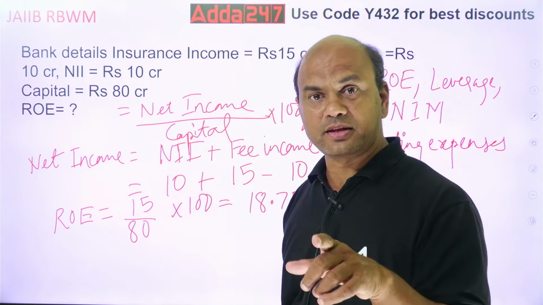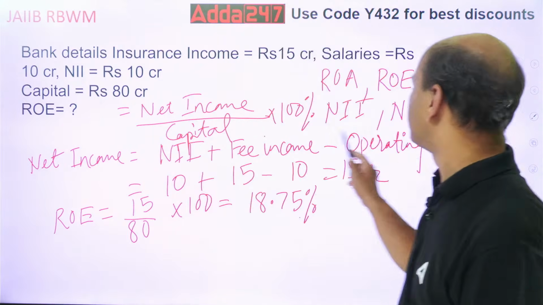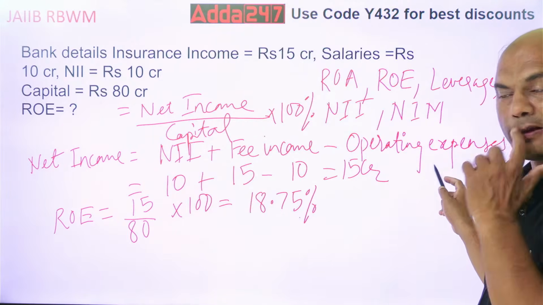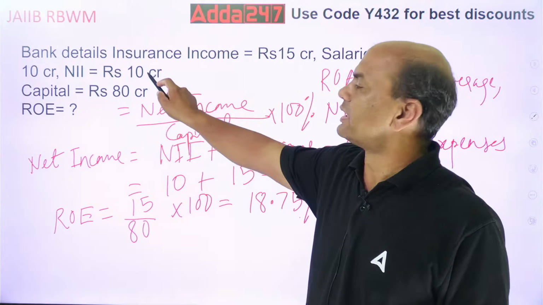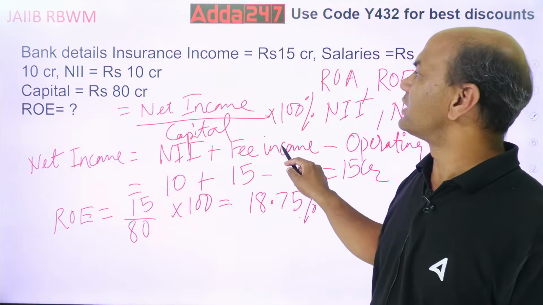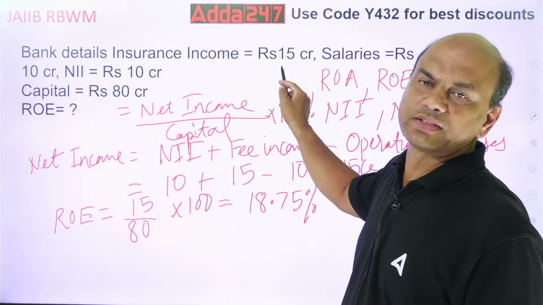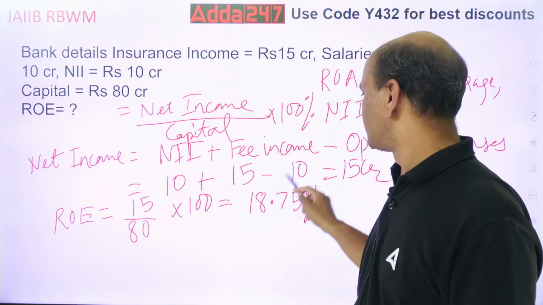NII plus fee income minus expenses. So what is NII given? 10 CR. So NII is 10. Fee income is given as, what is this? Insurance, 15 CR. So 15.